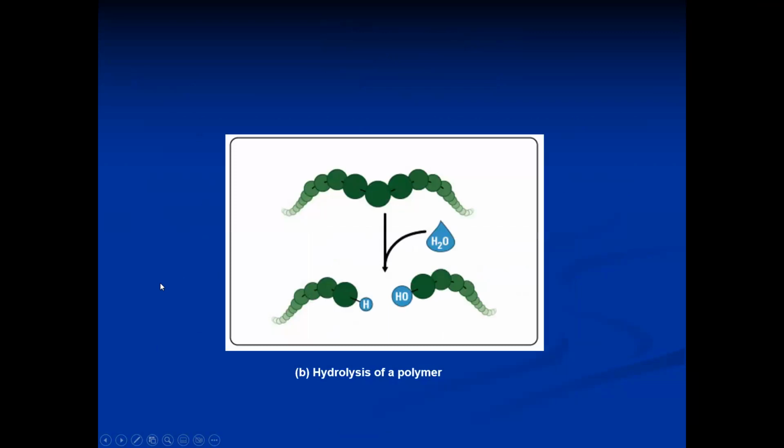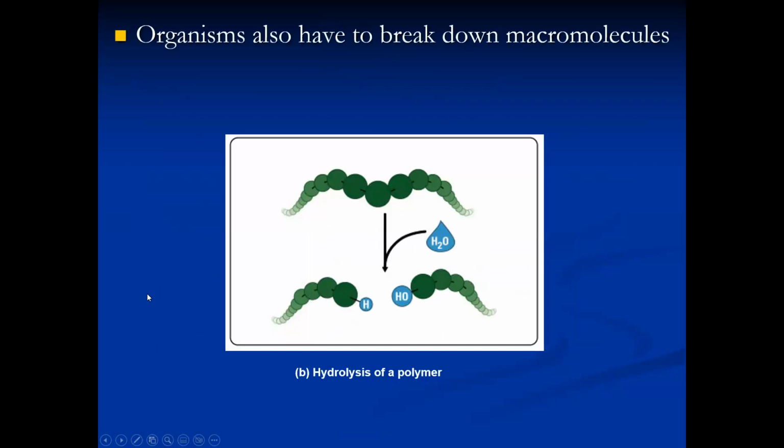All right, now this is different because in this case, we're not making things longer, we're breaking them apart. So organisms also have to break down macromolecules or large molecules like starch. Cells do this by a process called hydrolysis. Hydro means water, lysis means to break or split. So notice in this case, water's not being removed, it's being added, but it's being split apart.